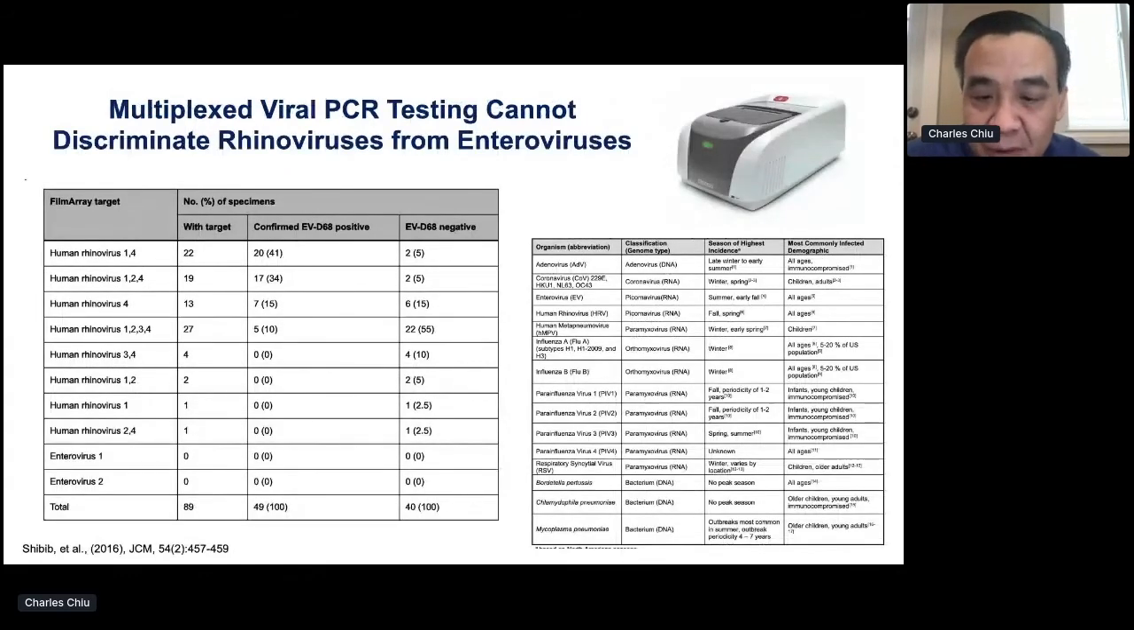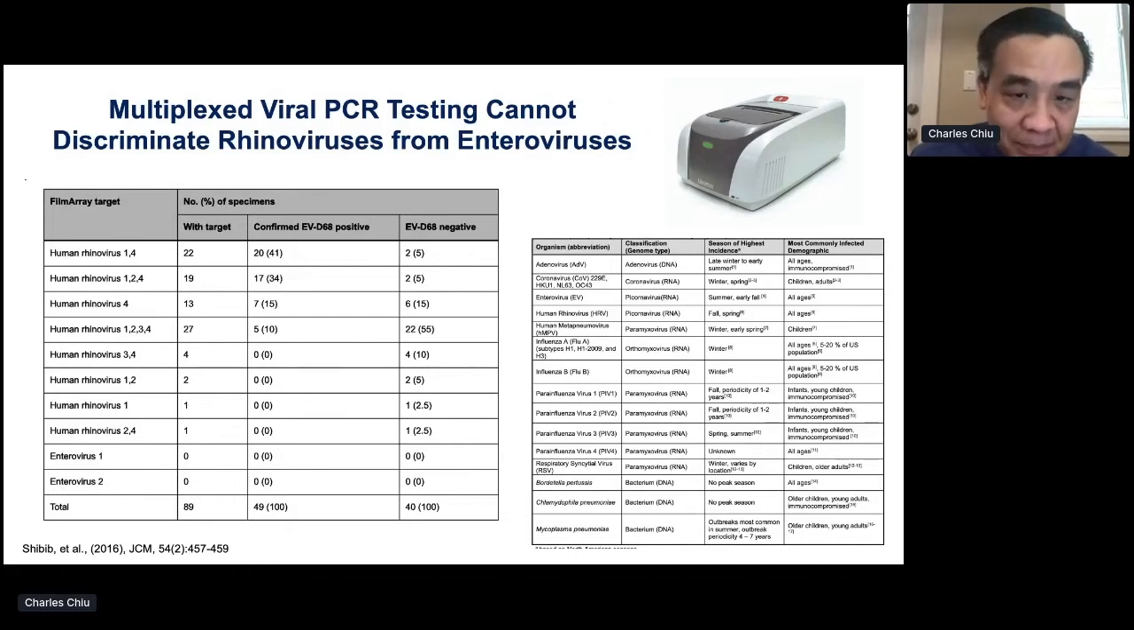Another limitation, beyond the fact that we cannot commonly detect it in spinal fluid, is that the common tests we use for detecting enteroviruses cannot really discriminate rhinovirus from enteroviruses. This was a study published in 2016 in the Journal of Clinical Microbiology, where among patients who had AFM, the patients that were eventually confirmed enterovirus D68 positive had a target that lit up on the multiplex test, the FilmArray test, that really pointed more towards rhinoviruses. So we're unable to specifically identify enterovirus D68, at least based on the common tests that we do in the clinical lab.